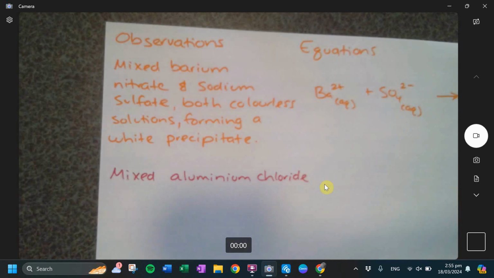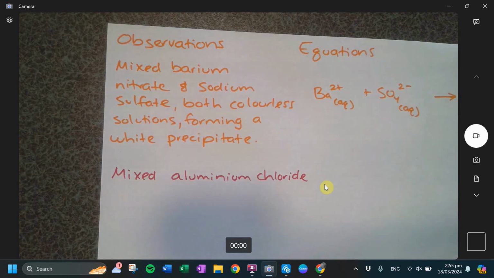What do you mean? Why is it a different type of white precipitate? Because it's a different ionic compound. It's not the same. All right.